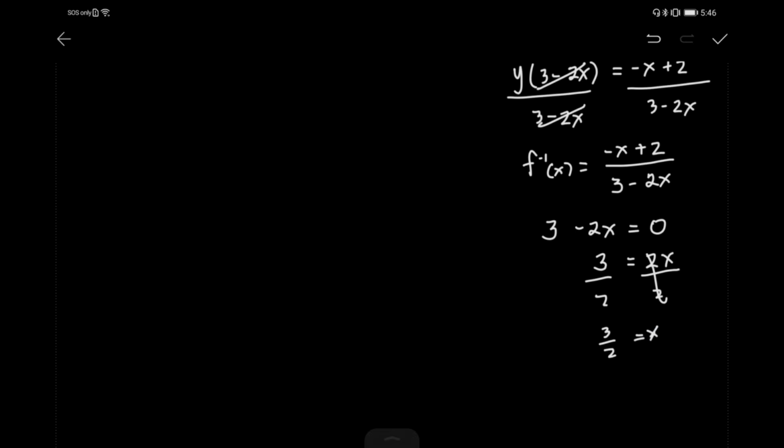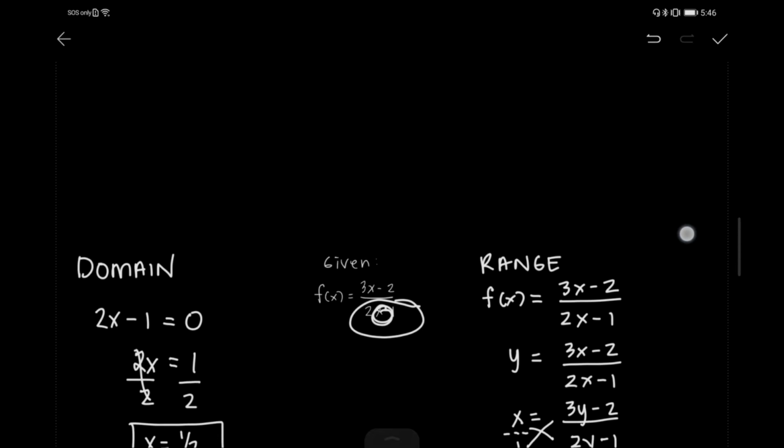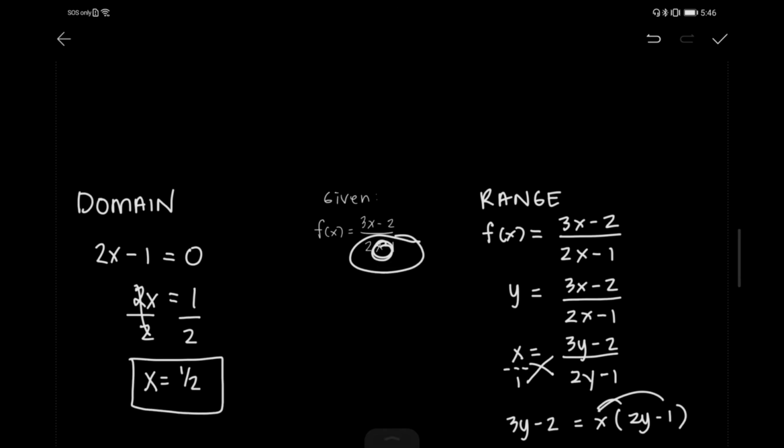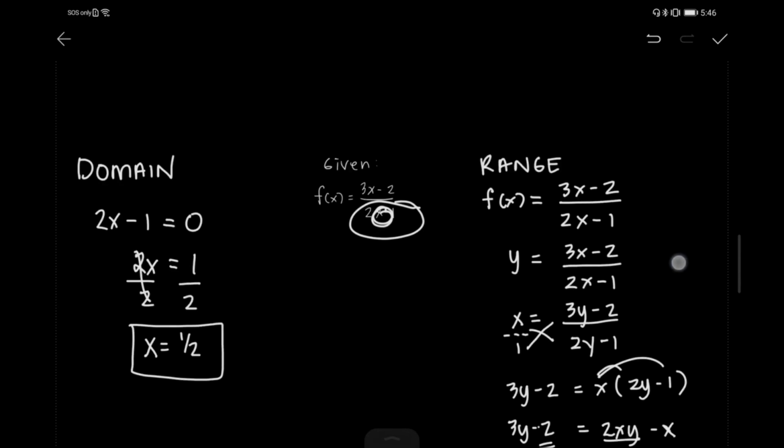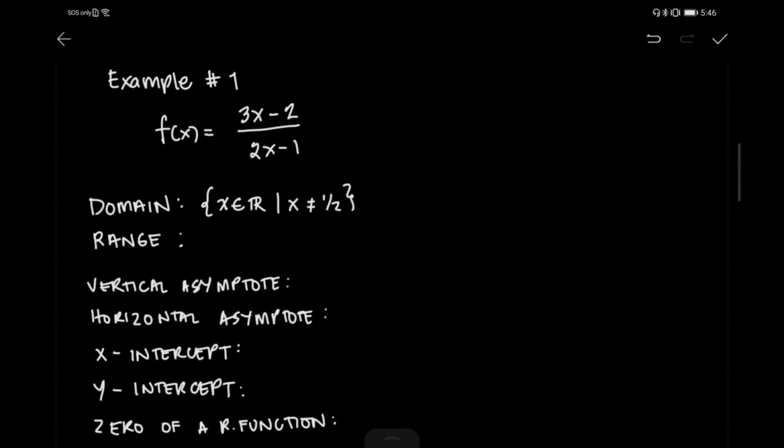So, ito yung x value na nakuha natin dito. This is for the value of y. Okay? So, this is now our restriction doon sa ating range. So, dapat hindi siya mag-equal sa 3 halves. So, how are we going to express our answer?